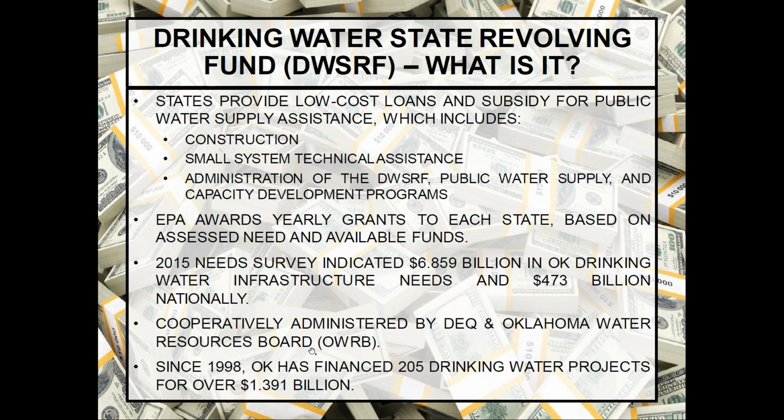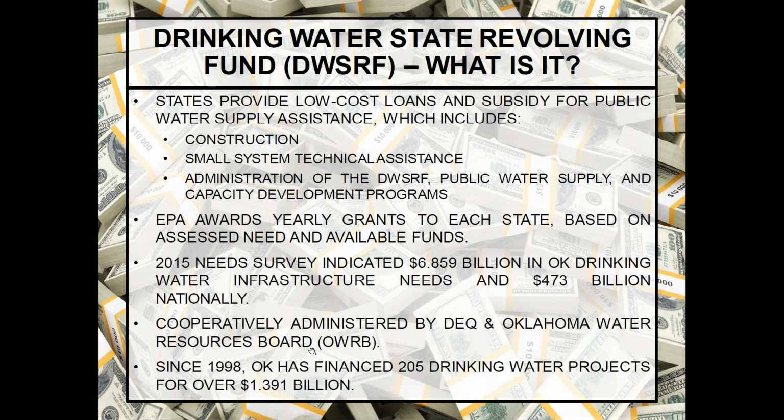Okay, now we're going to switch gears and start talking about the Drinking Water State Revolving Fund. What is it? Well, states provide low-cost loans and subsidy for public water supply assistance, which includes construction, small system technical assistance, and various administration of the DWSRF public water supply and capacity development programs. And EPA awards yearly grants to each state based on assessed need and available funds. The need is assessed through needs surveys, which occur approximately every 4 years. The last needs survey was done in 2015, so we're a little bit behind, but we're gearing up to get going on the next survey.